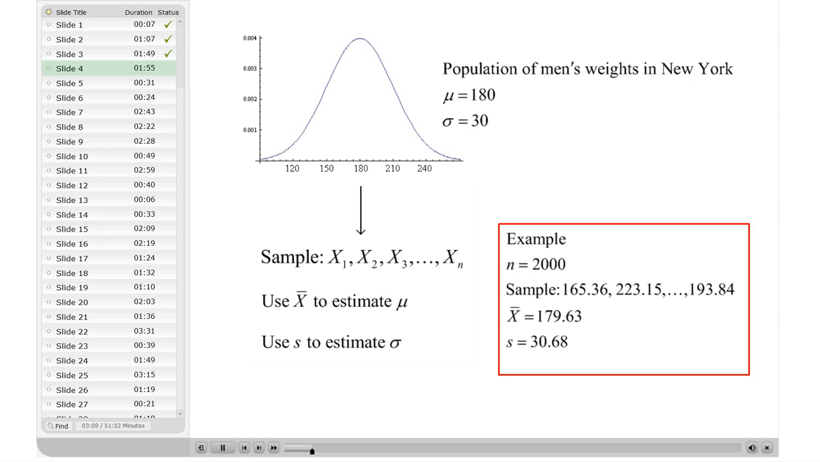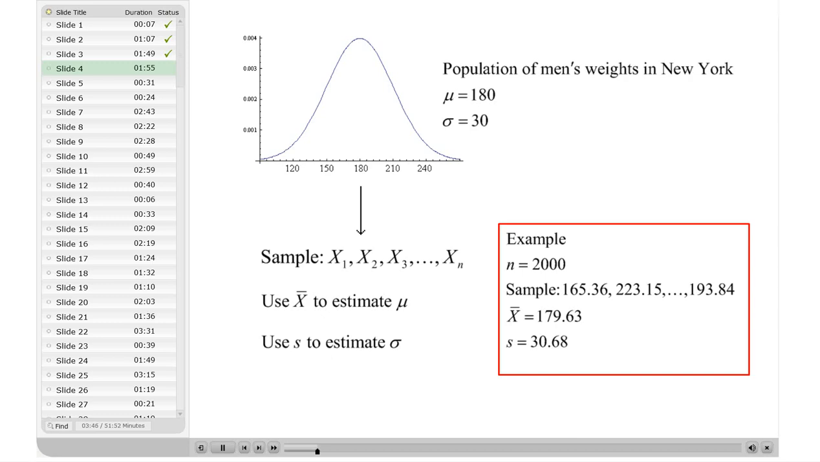Let's say we took a sample of size 2,000 from our population, and we got a sample, which is just going to be a list of 2,000 numbers. We might get 165.36 pounds for the first person that we randomly select. We might get 223.15 pounds for the second person we select, and so on and so forth. Once we get that list of 2,000 numbers, we're going to take the sample mean of all those numbers, and in this case we get 179.63. I actually generated 2,000 numbers on a computer in order to do this example. And the sample standard deviation is 30.68.